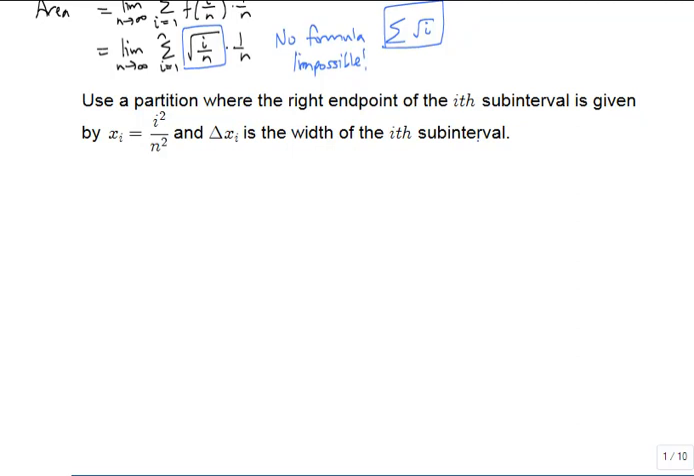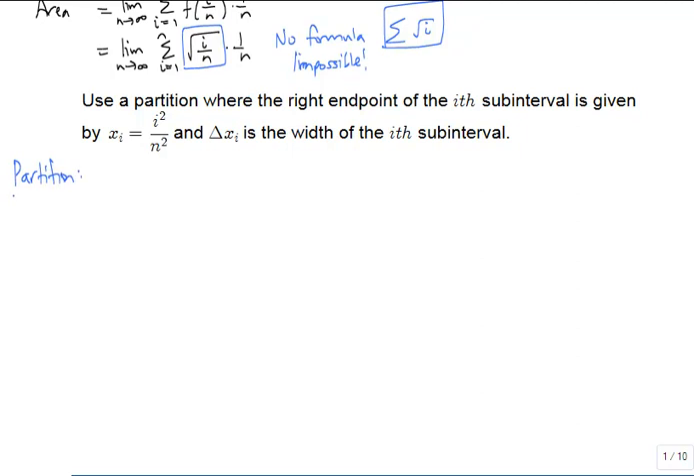So we're no longer going to be using a regular partition. We're no longer going to have this delta x always being 1 over n. Instead, these widths are going to be changing, and our right endpoints are going to be determined by this formula i squared over n squared. So let's write out what our partition looks like so you can get an idea of what this is going to have as its partition.